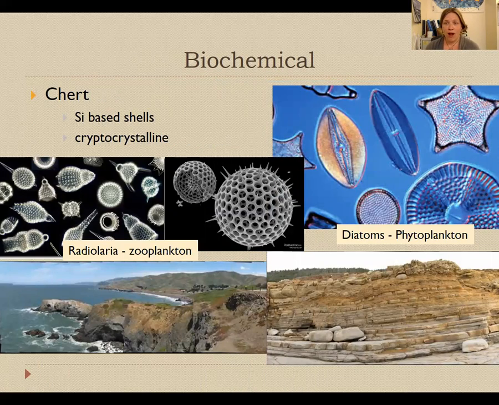Another kind of biochemical rock is called chert. Chert is the same thing, but instead of being made from calcium carbonate based shells, it's made from silica, like glassy based shells. So more chemically similar to quartz. And we often call these rocks cryptocrystalline, meaning invisible crystals, because the crystals in these rocks are so small you can't see them, unlike many other sedimentary rocks where you can see the different kinds of clasts.